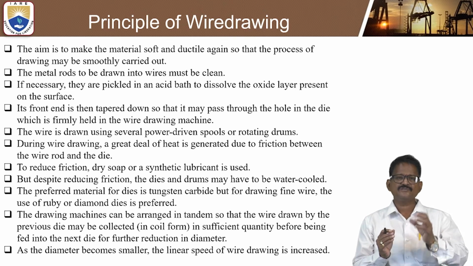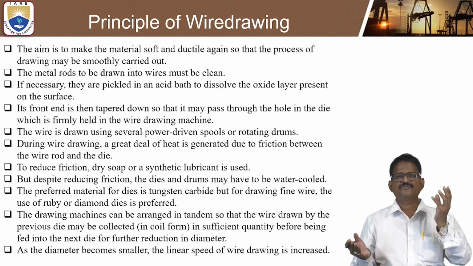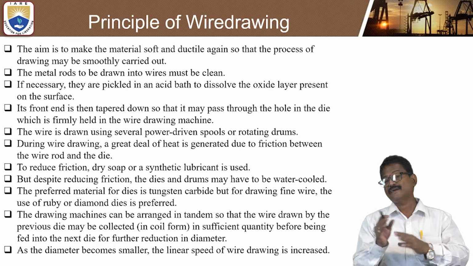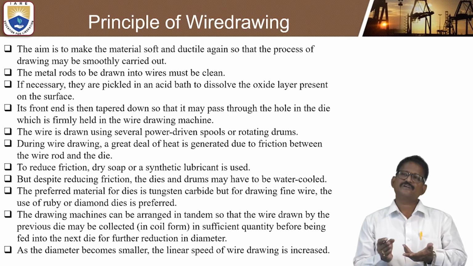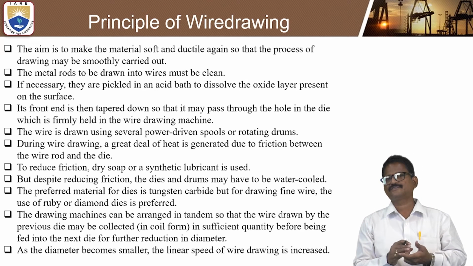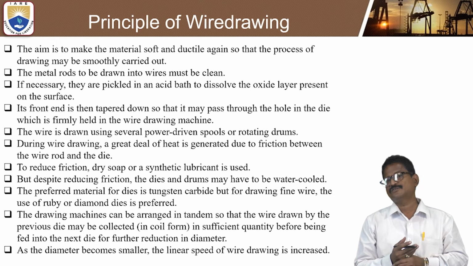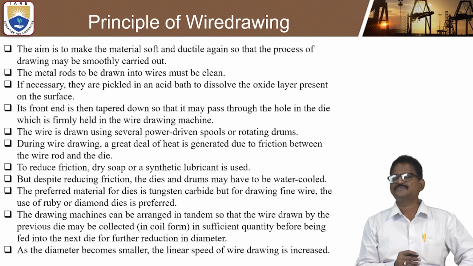So your intention is to reduce the friction. Obviously for that you can use some dry soap or synthetic lubricant. There are different types of lubricants: solid lubricant, liquid lubricant, gaseous lubricant, a variety of lubricants. Even in an engine, lubrication oil is very important for smooth functioning of the engine, piston rod and connecting rod, etc.